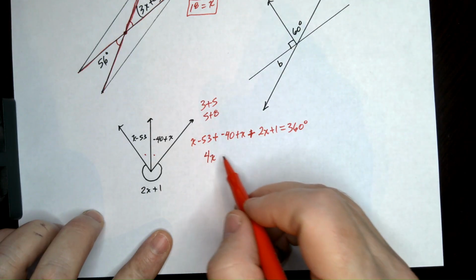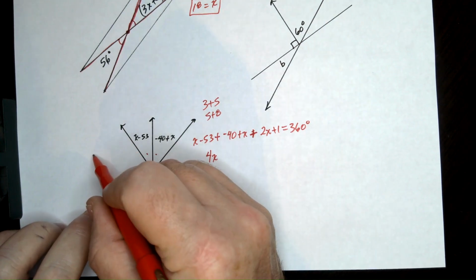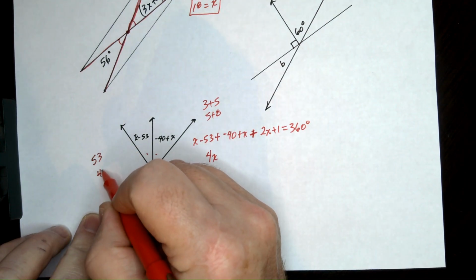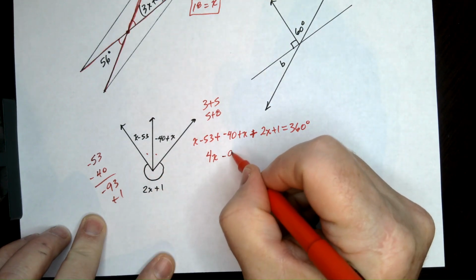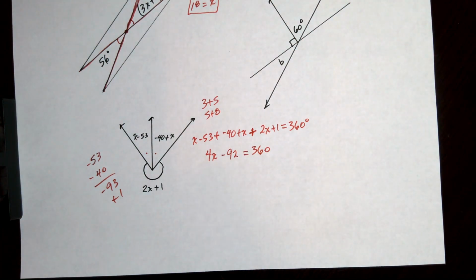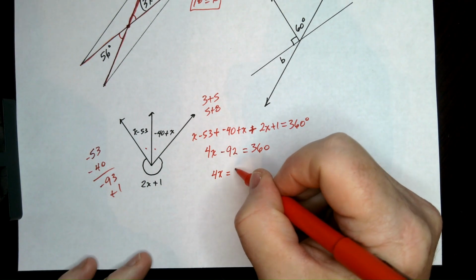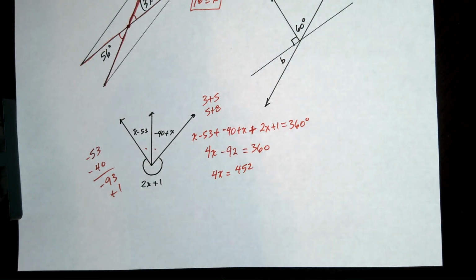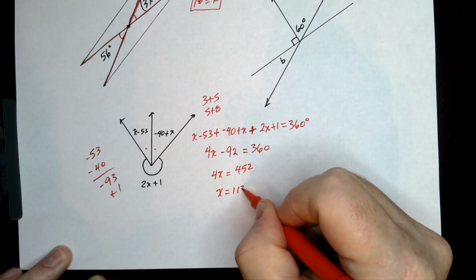4x. And then negative 53, negative 40, and positive 1. So 53 and 40, they're both negative, right? That makes negative 93 plus 1 is negative 92 equals 360. So now you're just going to take that 92 and you're going to add it to the other side, and you're going to get 4x equals 452. Divide by 4, and you're going to get that x is equal to 113.